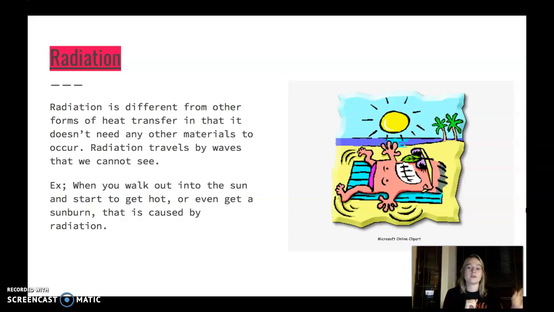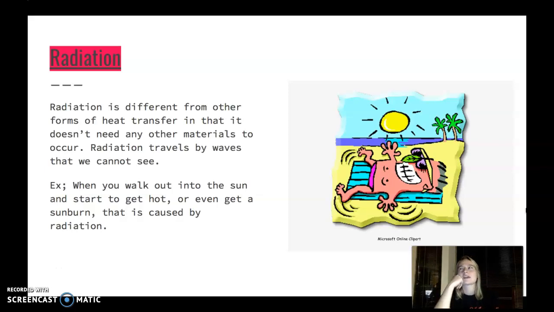The main example that I think you guys are going to understand most is when it's summertime and you're walking from your house to your car, or just going outside to play, which all of you should be doing, by the way. When you walk outside and the sun is beaming down on you and you start to sweat and you get so hot and you get a sunburn. How many of you have ever gotten a sunburn? I have had plenty of sunburns in my life. But that is caused by the radiation of the sun.